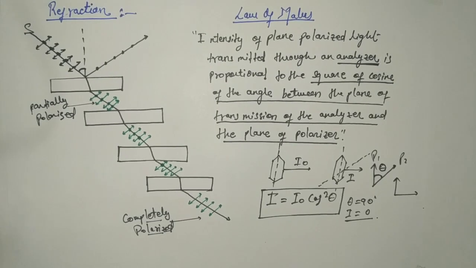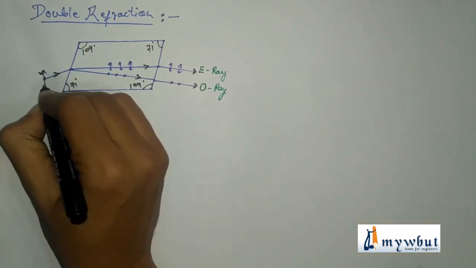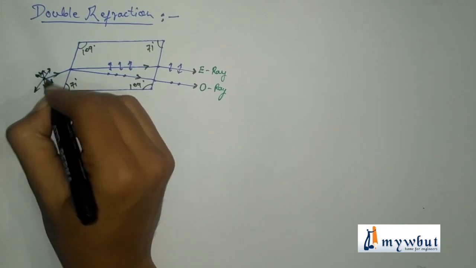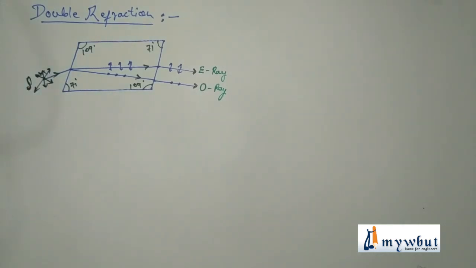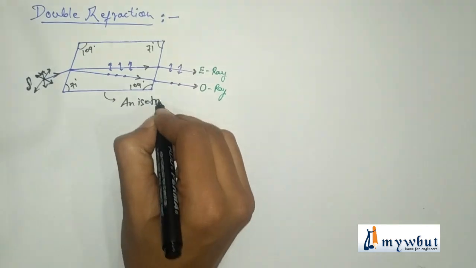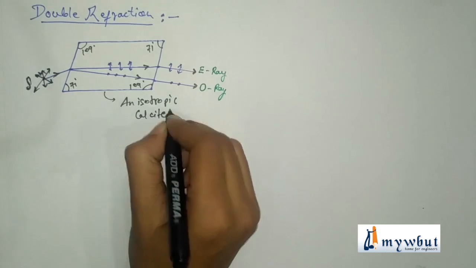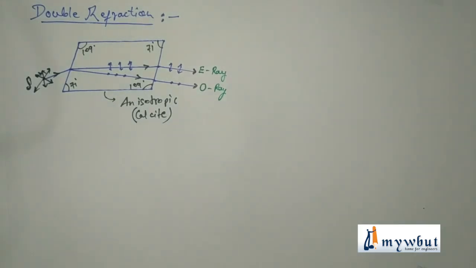Now let us move to the third part, that is polarization by double refraction. There we will have some more definitions. So what is polarization by double refraction? When an unpolarized light, considered this one to be an unpolarized light, this is the source, is incident on anisotropic crystals, I will be defining this later on, with an example such as the calcite crystal, the incident light is split into two refracted plane polarized rays.